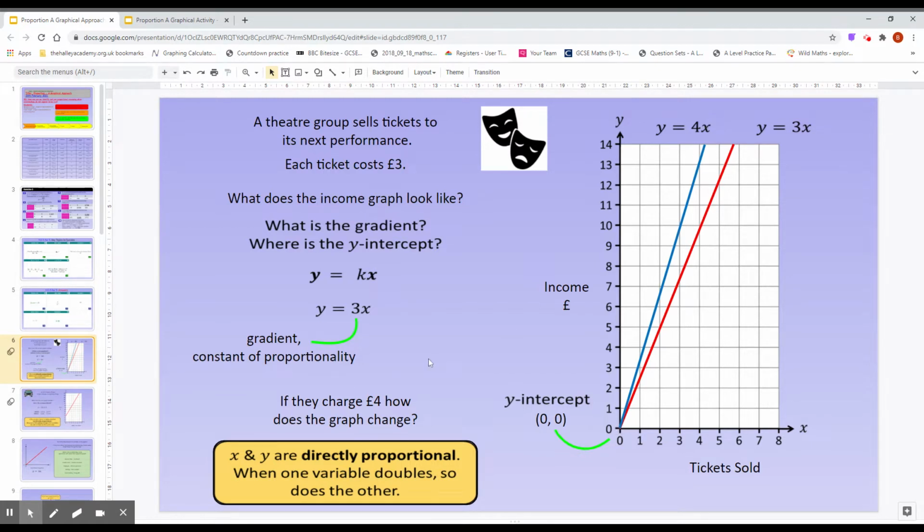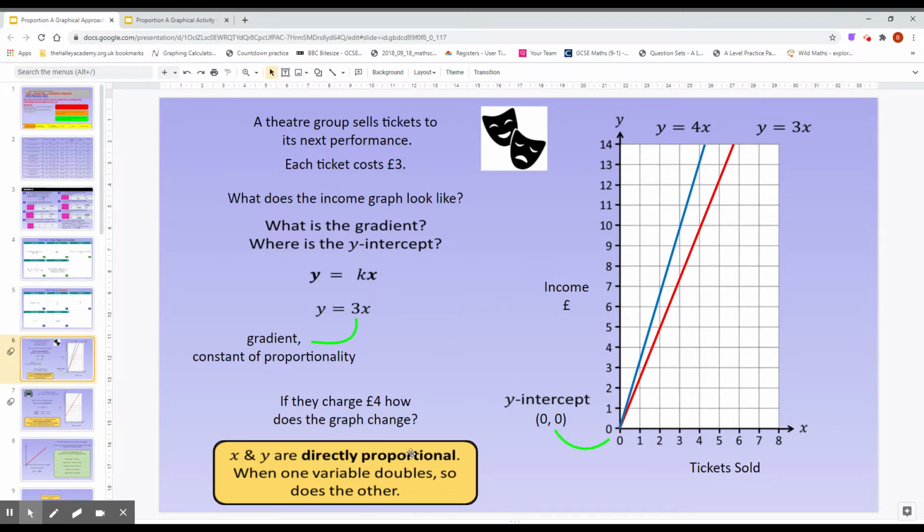Now, have a look at the equation on the graph. That's y equal to 3x because each ticket costs £3. If it was two people, we have to buy two tickets, which would be 3 times 2. We can easily plot them: 1 times 3 is 3, 2 times 3 is 6, and it moves on. Now, if they charge £4, you can notice it becomes much steeper.